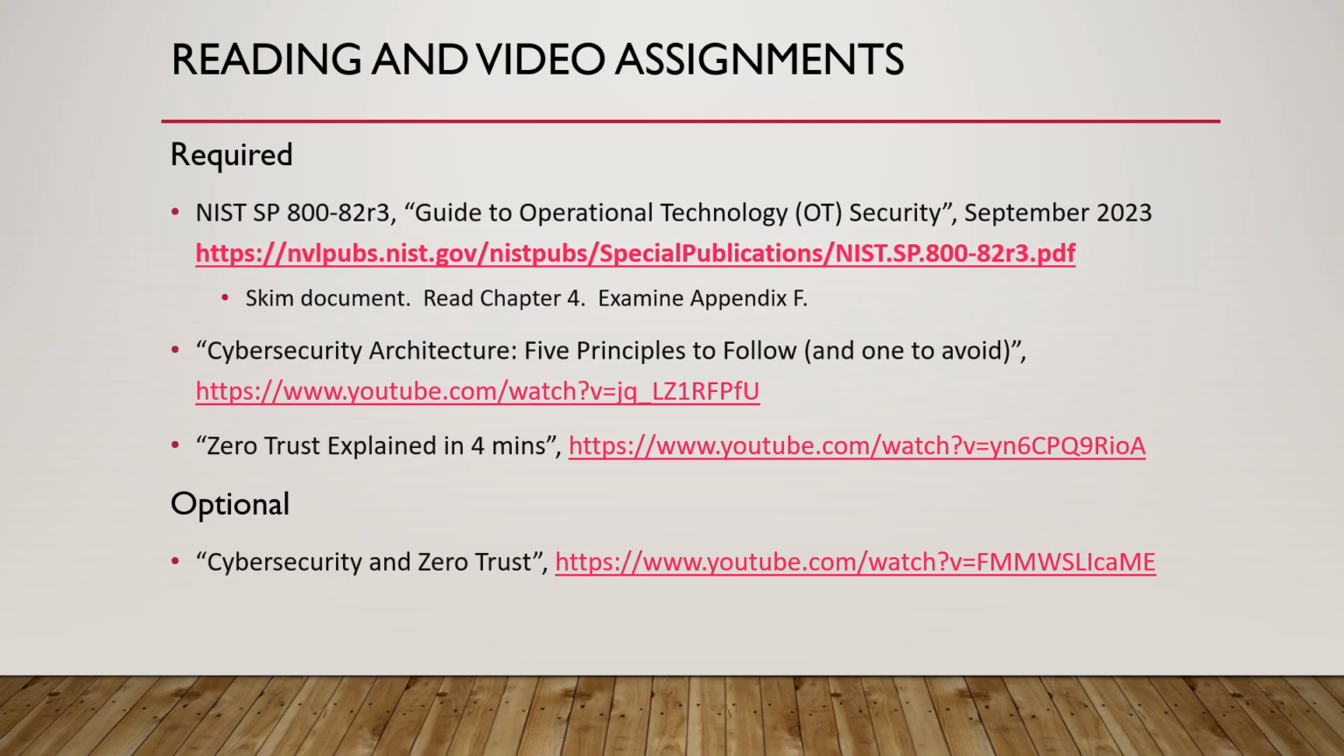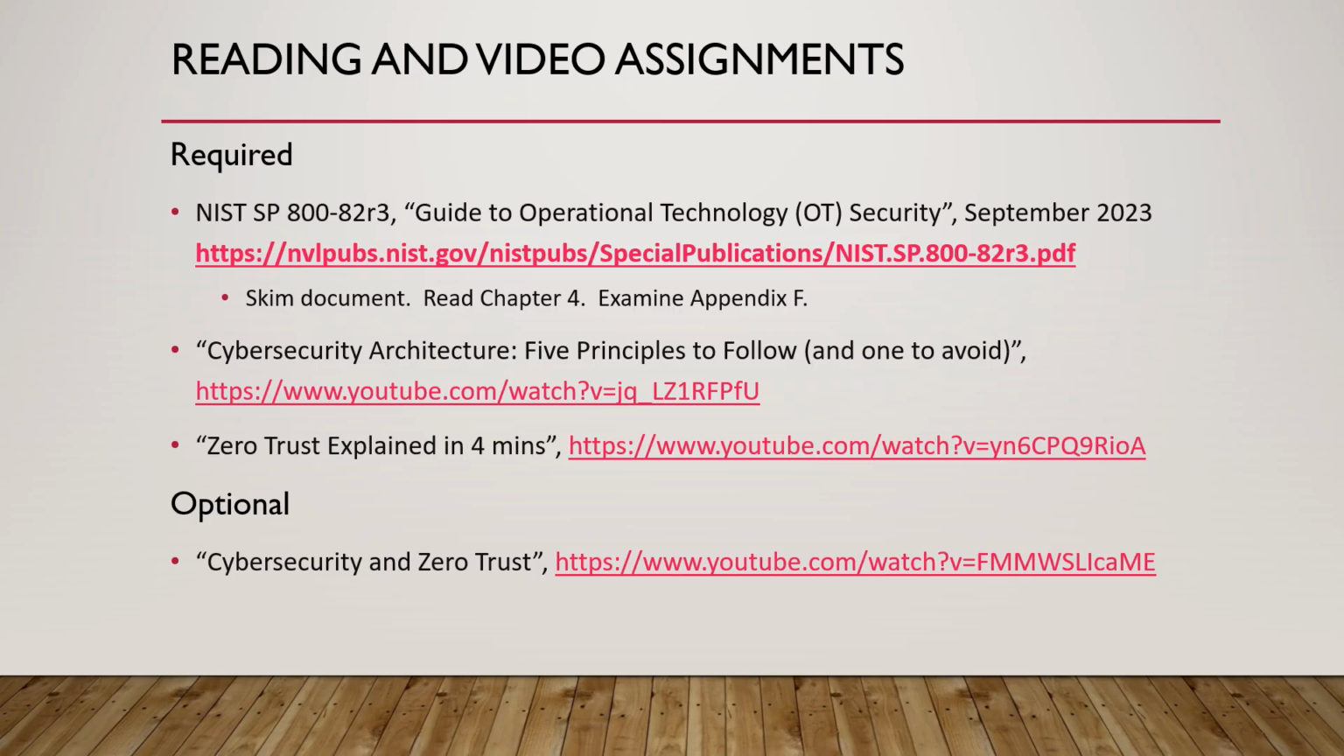For this lesson, there is one reading assignment, NIST Special Publication 800-82, Revision 3. This document is just over 300 pages long, and I'm not asking you to read the entire document. Instead, skim the document to get a feel for what it contains, and then take a look at Chapter 4 of the document, which covers risk management in OT systems. This chapter covers pages 44 to 65.